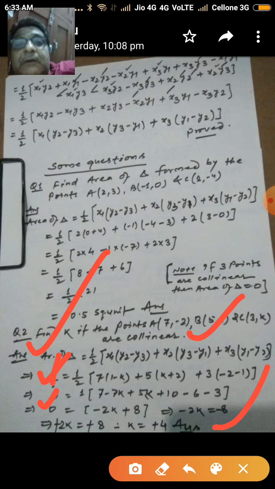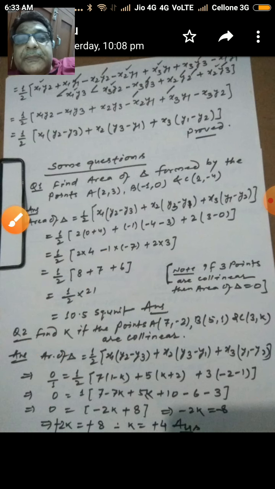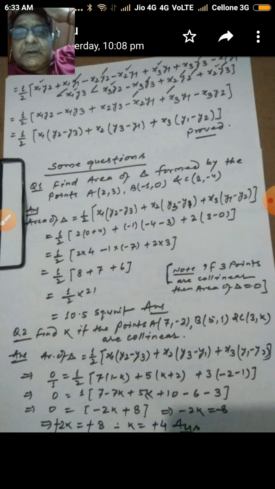One thing more to remind you: by this formula, sometimes the area of triangle comes out negative, say minus 12 square units. At that time don't be confused. If the area is 0 then it means there is no triangle. Then if the area is negative, what conclusion can we draw?